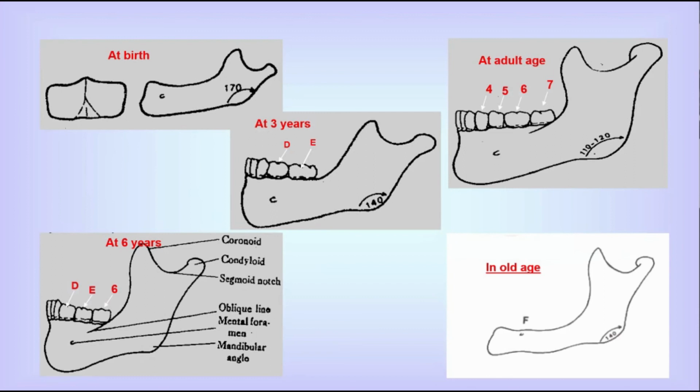And at old age, again the situation has changed. The mental foramen is near the upper border of the mandible. Why? Because due to the loss of the teeth, the alveolar process has been lost. Okay, the angle of the mandible again becomes bigger. This is 140 degrees or a little bit more. So as a result, what has happened? The coronoid process is again above the condylar head. So the situation of old age and the situation at birth are becoming almost similar.